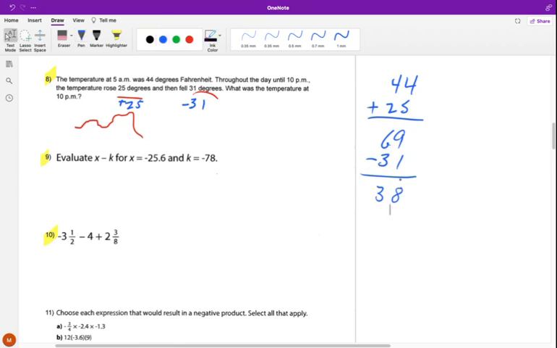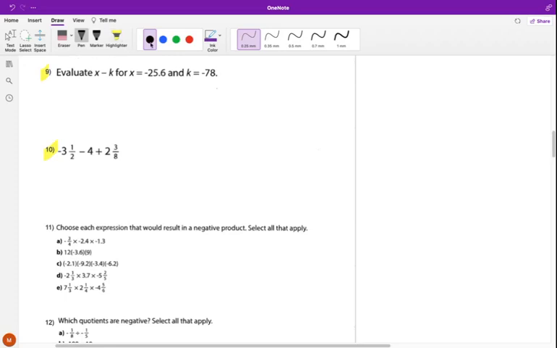So throughout all the fluctuation, all the day of going up and down, in total at 10 o'clock, it was 38 degrees because it fell 6 more degrees than it rose throughout the day. So therefore, at the beginning of 44, we just need to remove that 6 from it. And you can do it in different ways. You don't have to do it the exact same way I just did here, but that is your answer there, 38 degrees Fahrenheit.